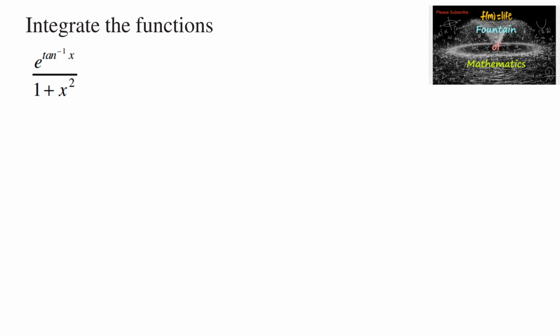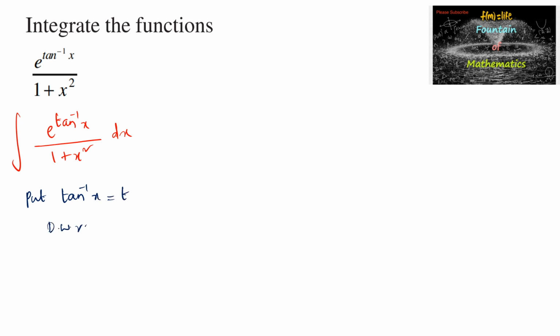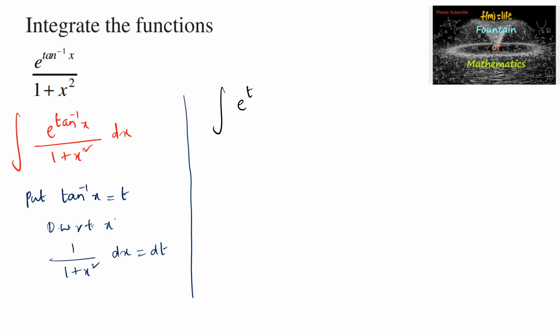Integrate the function e to the power tan inverse x upon 1 plus x square. So we can write integral e to the power tan inverse x upon 1 plus x square dx. So put tan inverse x is equal to t. So differentiating with respect to x, we have 1 by 1 plus x square dx is equal to dt. So we can write integral e to the power t into dt. Integration of e power t is e power t plus c. So e to the power t is nothing but tan inverse x, so e to the power tan inverse x plus c is the answer.